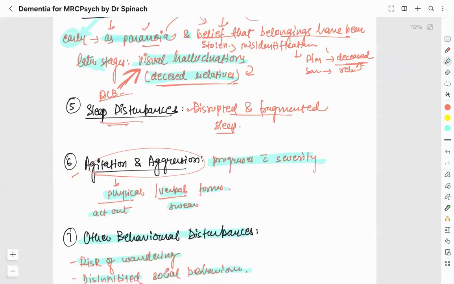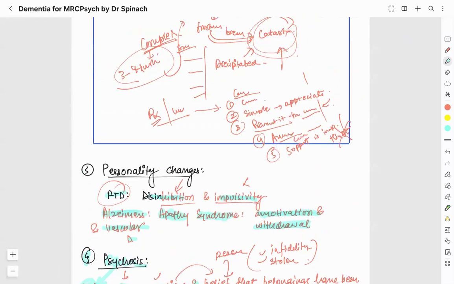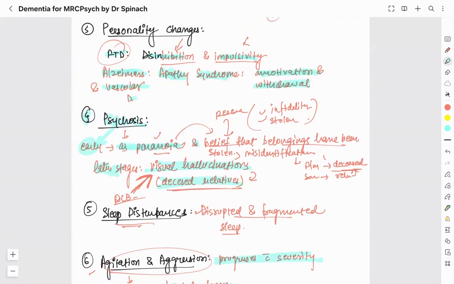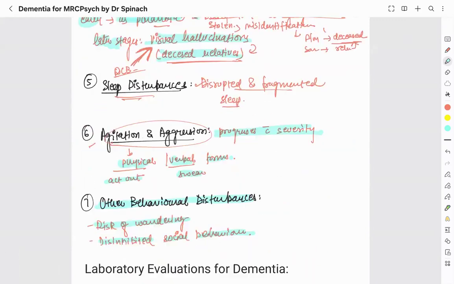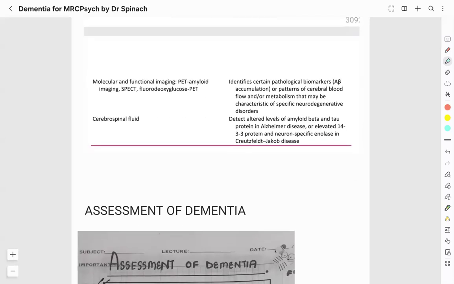So when I was reading BPSD, everything was included in BPSD except for hyperorality. That was one thing that was there. Hyperorality was not discussed here, but I think even hyperorality would be coming under neuropsychiatric manifestations as well. So yeah, there is overlap between textbooks also.